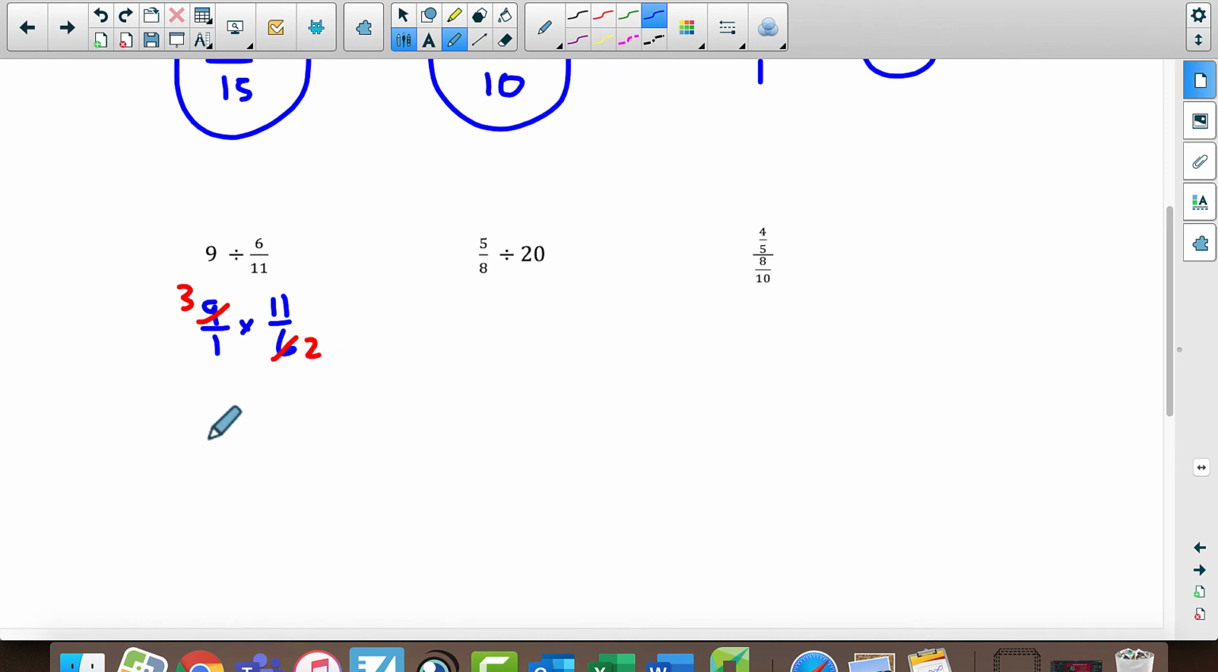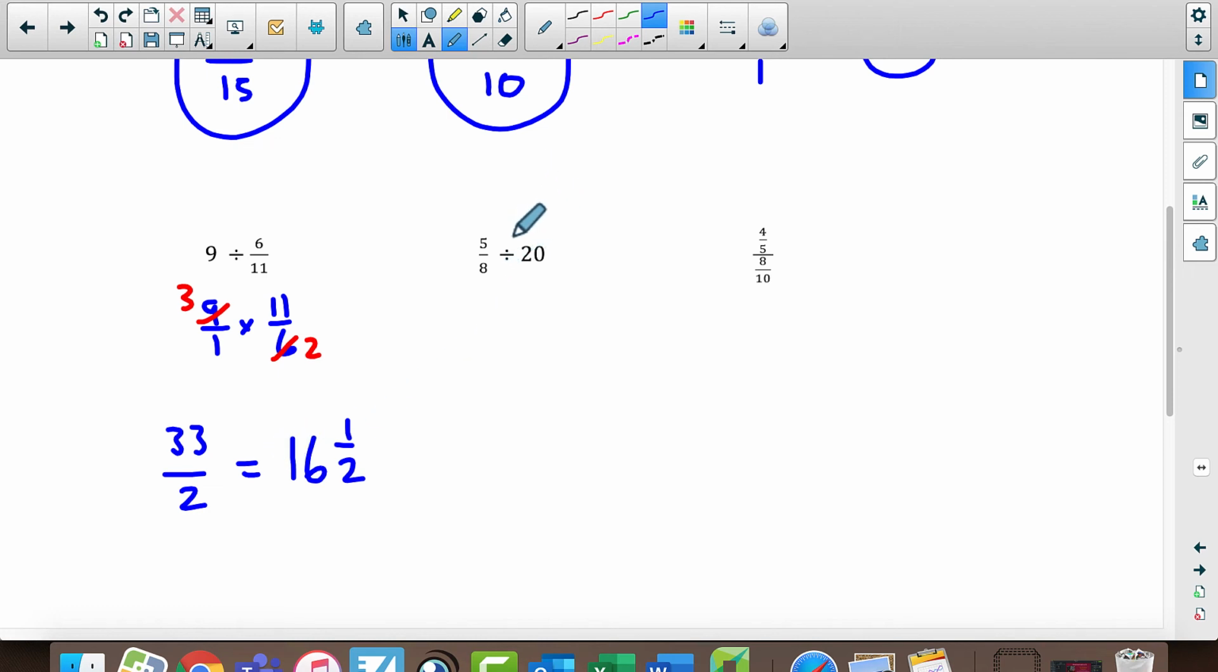3 times 11 on top is 33. And 1 times 2 on the bottom is 2. That's fine with me. You can leave that answer. Or, how many times does 2 go into 33? Ooh, it's not the easiest thing in the world. But it goes in 16 times. That gets you up to 32. So you have one more to get up to 33. Denominator stays the same. Either answer is great.